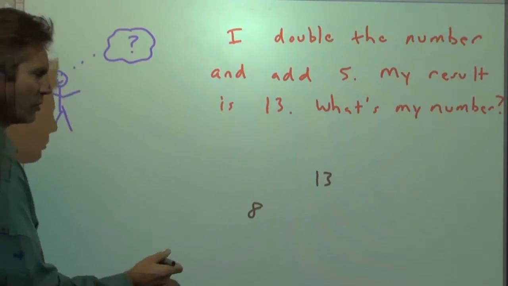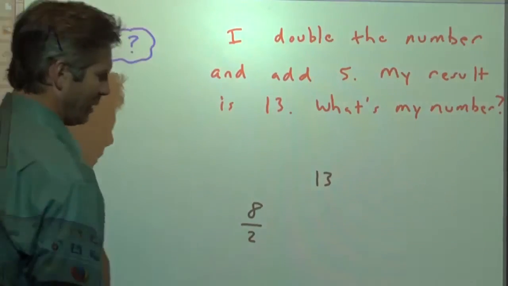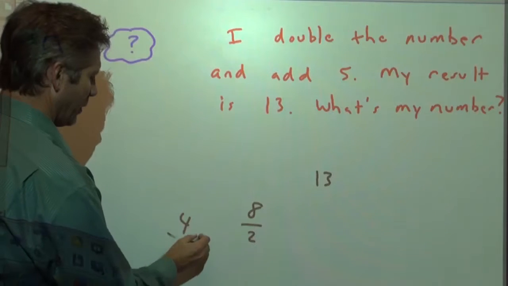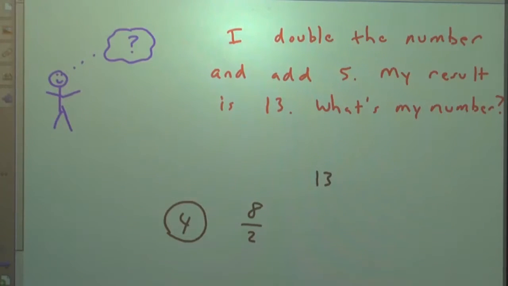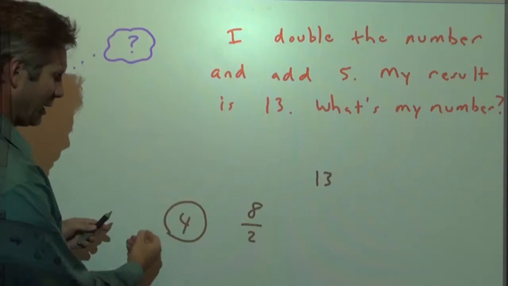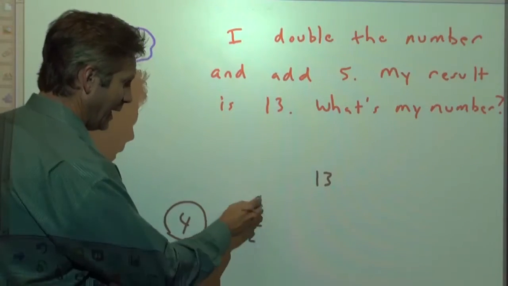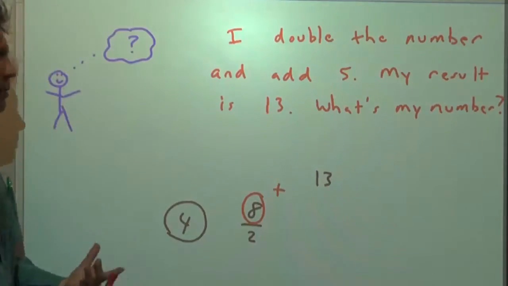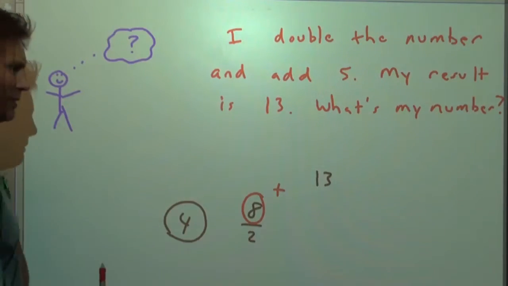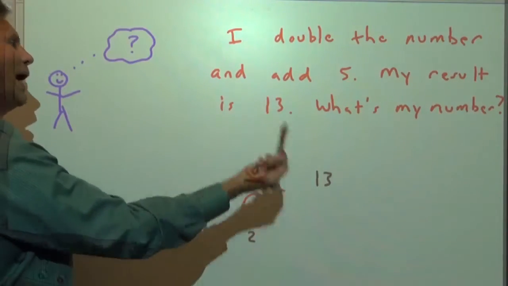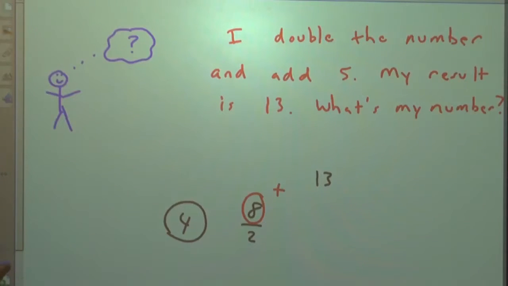Well, to undo doubling, we would divide by 2, because doubling is multiplying by 2, and 8 divided by 2 is 4. So our original number must have been 4, and if we check our work, I'm thinking of 4. If we double it, we get to 8, and then if we add 5, we get to 13. So indeed it works, but the big idea is when we're solving this, we're using deductive reasoning, we're going backwards to solve the problem.